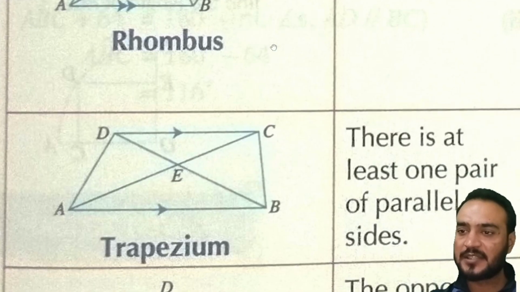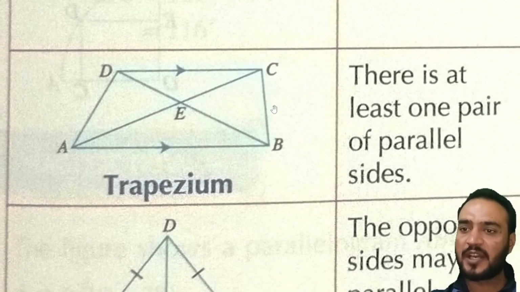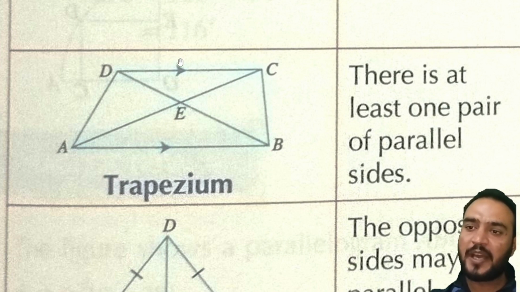Now let us discuss another type of quadrilateral, that is called a trapezium. A trapezium only has one pair of parallel lines. That is, the line AB will be parallel to the line DC, but the line BC is not parallel to the line AD. It has only one pair of parallel lines.